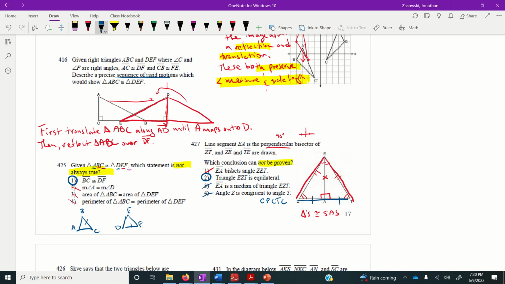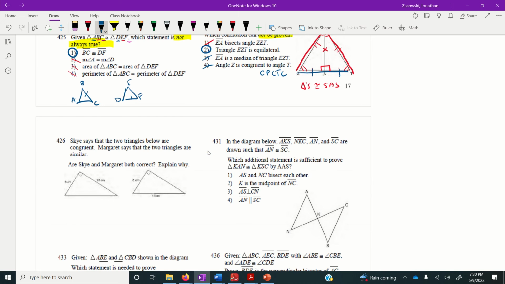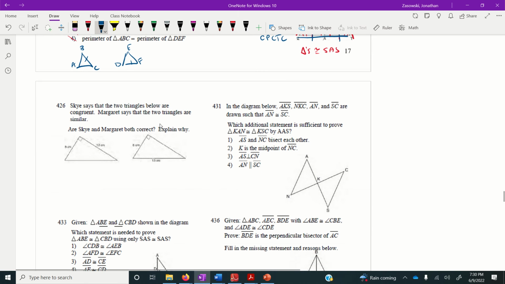All right, on to the next page here. Number 426. I says the two triangles below are congruent. Margaret says the two triangles are similar. Are they both correct? Now, these two sides are both 5 here. This side being 12 and this side being 13. So the first thing you want to do is note, how could we show that these two triangles are equal? Well, an option that we could use is HL and try to show that these two sides are equal and then the hypotenuses, or we could try to show that these two sides are congruent.